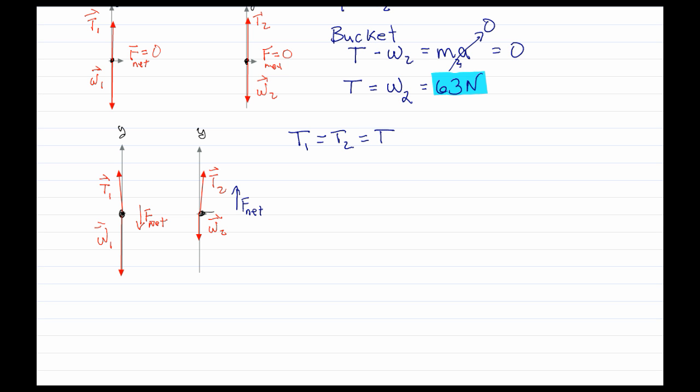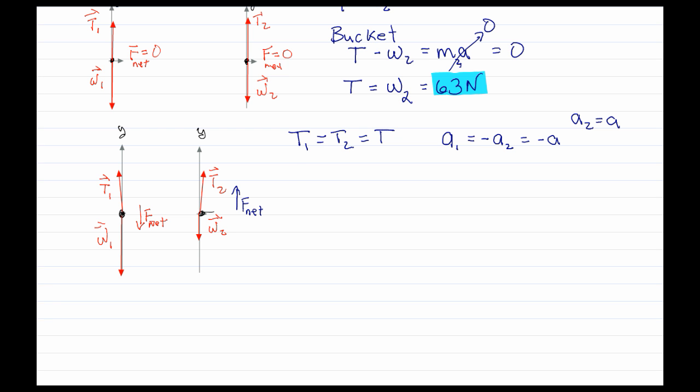And also, bucket 1 and bucket 2 are both going to accelerate. And they're going to accelerate with the same magnitude, but in opposite directions. So a1, the acceleration of bucket 1, is going to equal the negative of a2, and we're going to call this minus a. So in this case, a2 is just equal to a. So we can get rid of some subscripts.